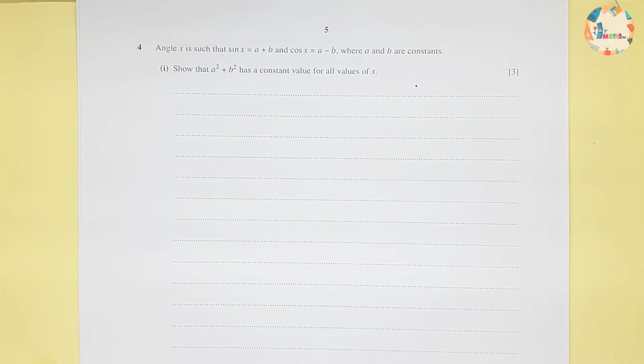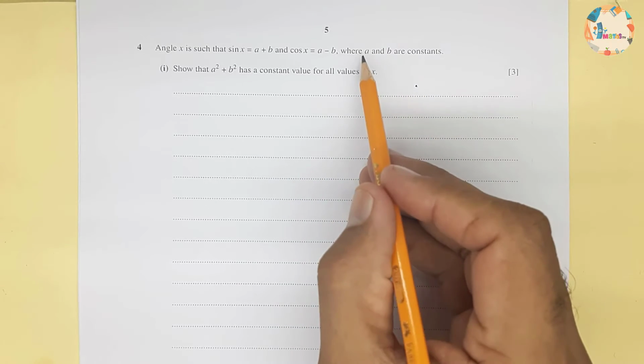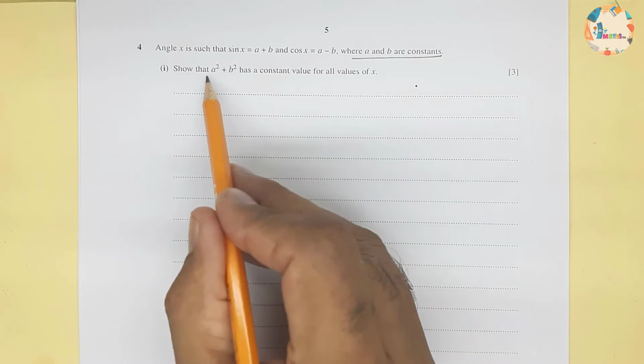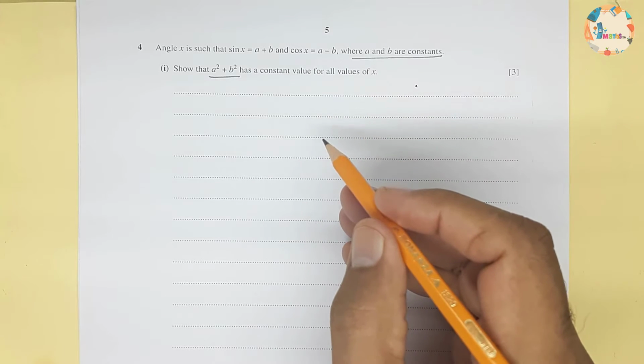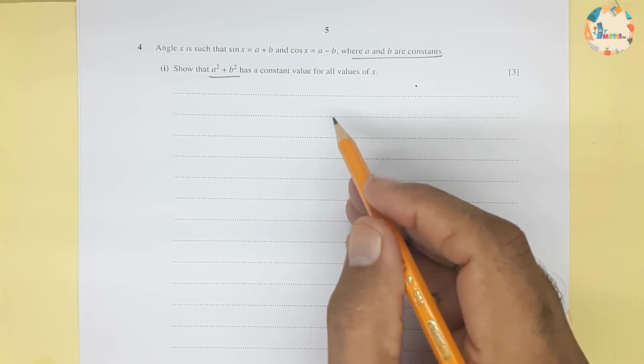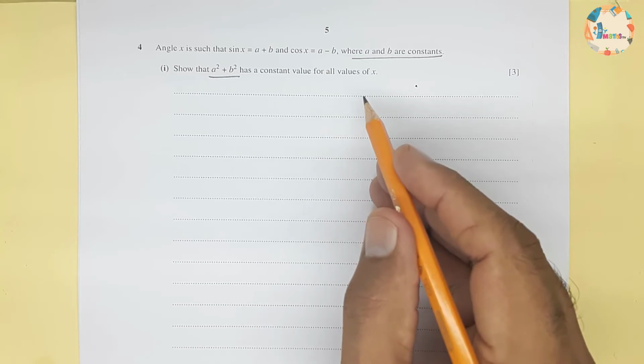Question number 4. Angle x is such that sine x is equal to a plus b and cos x is equal to a minus b, where a and b are constants. Show that a square plus b square has a constant value for all values of x.